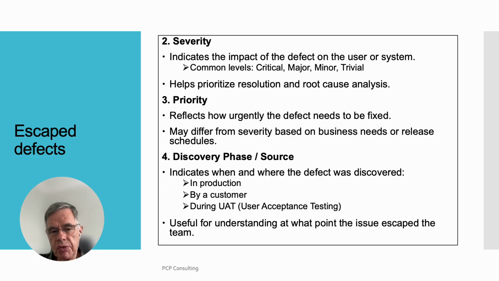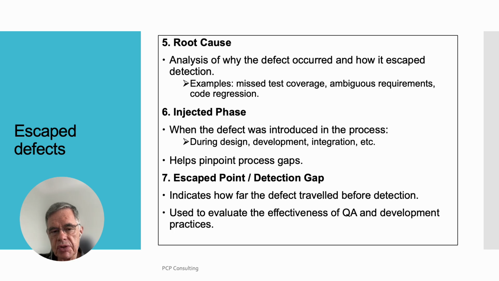Discovery phase, source, indicates when and where the defect was discovered. In production, by a customer, during UAT, user acceptance testing. Useful for understanding at what point the issue escaped the team. Root cause, analysis of why the defect occurred and how it escaped detection. Examples: missed test coverage, ambiguous requirements, code regression.